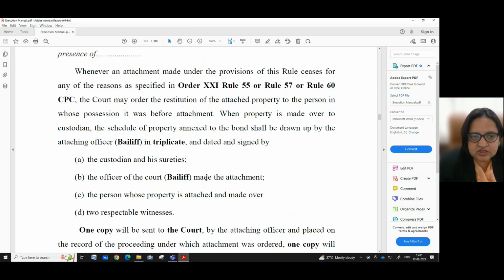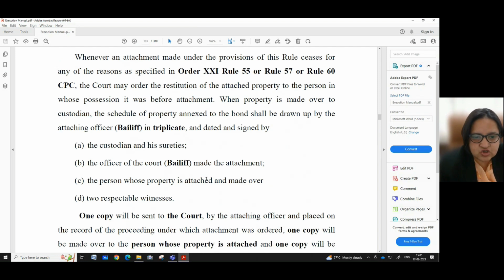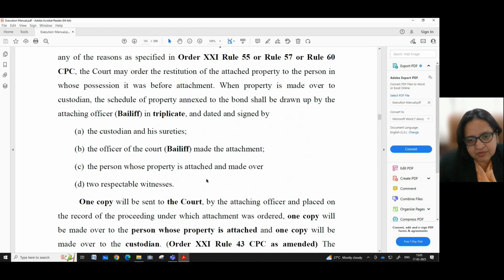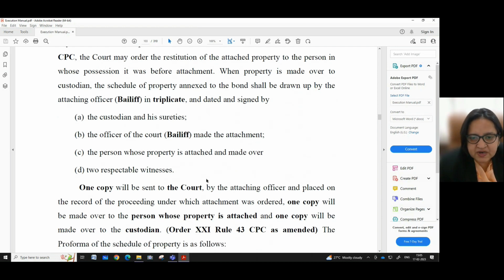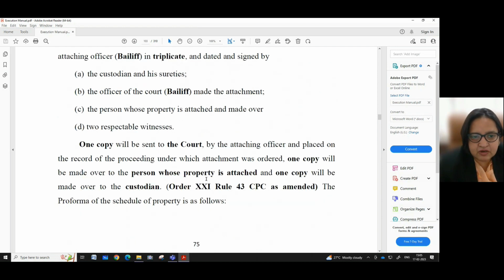When property is made over to a custodian, the schedule of property annexed to the bond shall be drawn up by the attaching officer, bailiff, in triplicate and dated and signed by the custodian and his sureties, the officer of the court, bailiff, who made the attachment, the person whose property is attached and made over, and two respectable witnesses. One copy will be sent to the court by the attaching officer and placed on the record of the proceeding under which attachment was ordered. One copy will be made over to the person whose property is attached and one copy will be made over to the custodian. Order 21, Rule 43 CPC as amended.